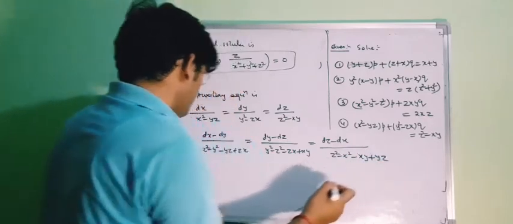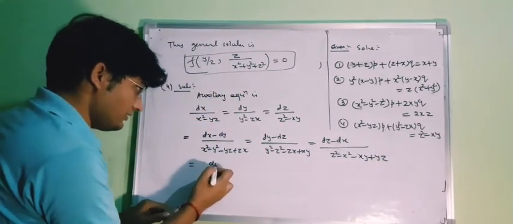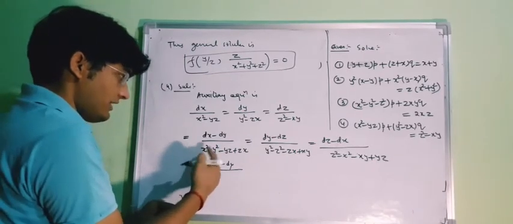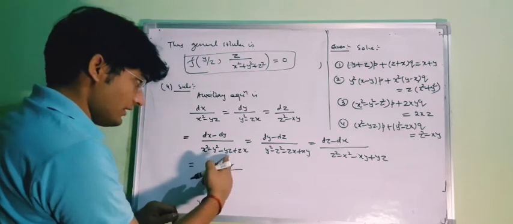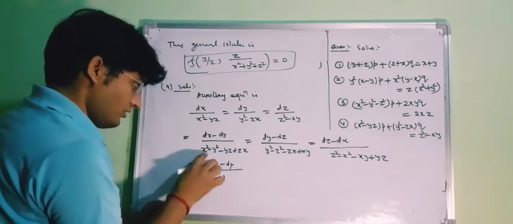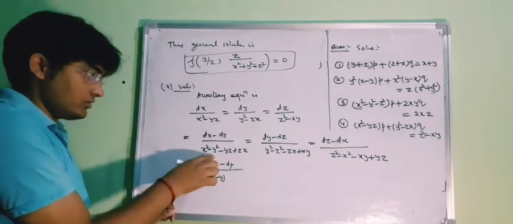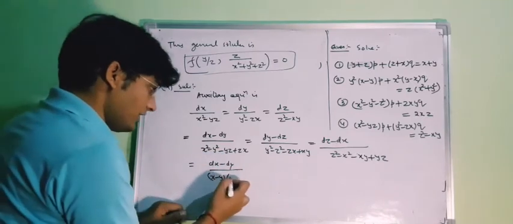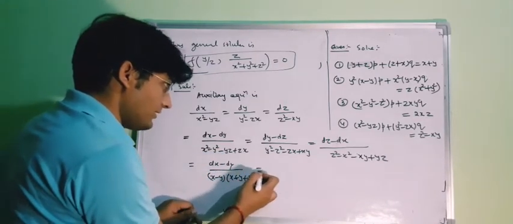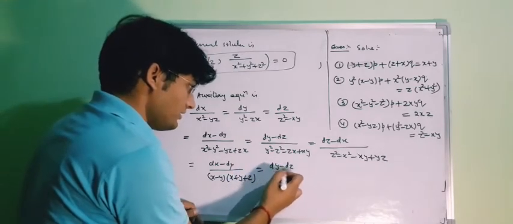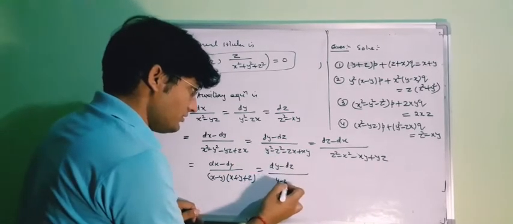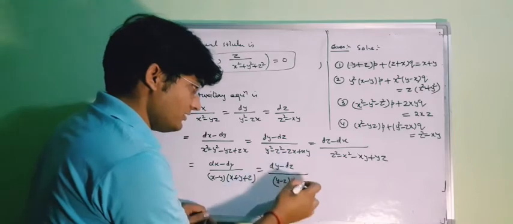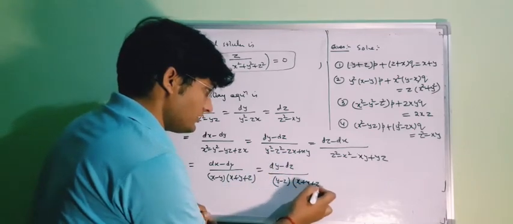Now we can also write them as dx minus dy. Now here if you take x minus y common, then we will get two factors, one will be x plus y and another will be x minus y, and from here if you take z common, then we will get x minus y. So in the bracket we will have x plus y plus z, and here this is your dy minus dz upon y minus z. So y minus z is common, so in the bracket we will have y plus z, and then from here we will get x. So in the bracket we will have x plus y plus z.